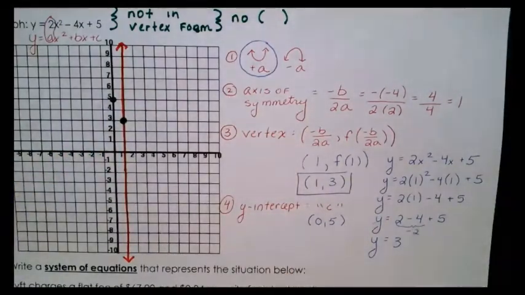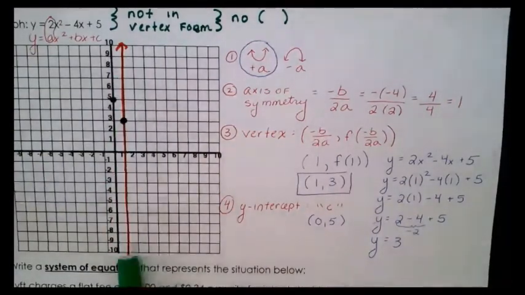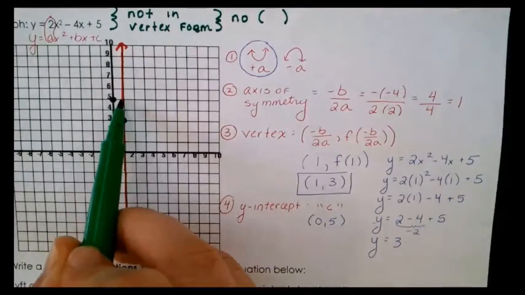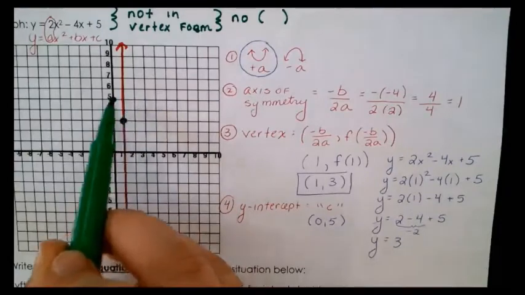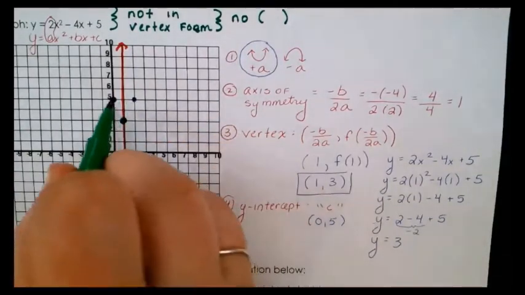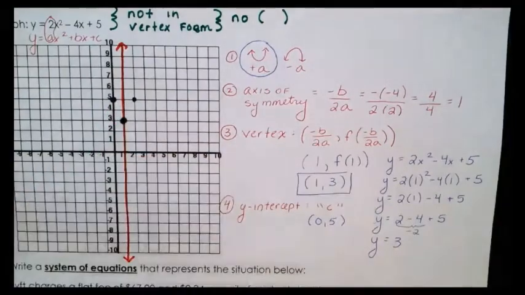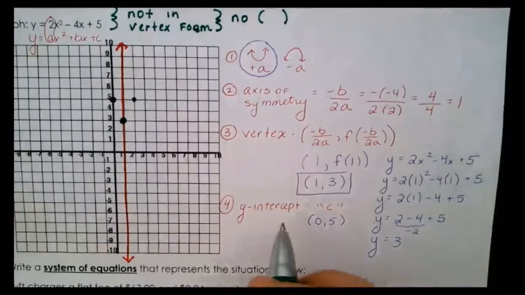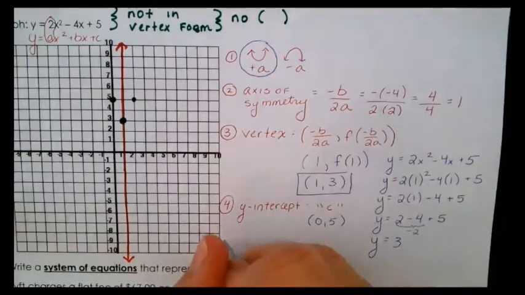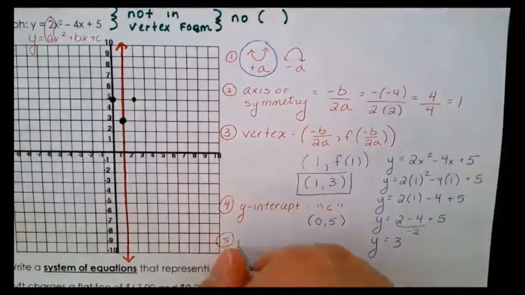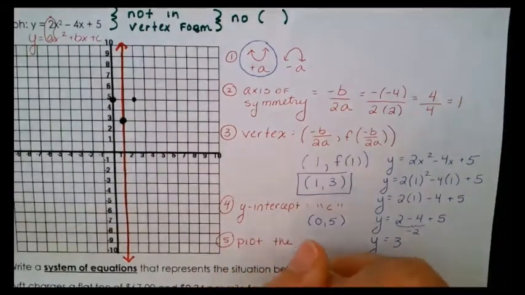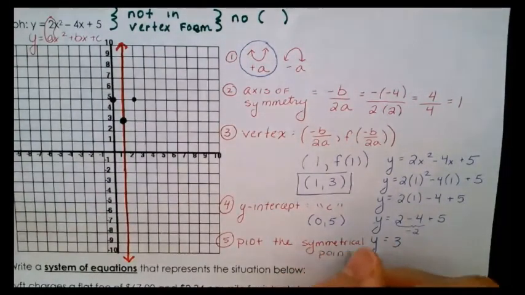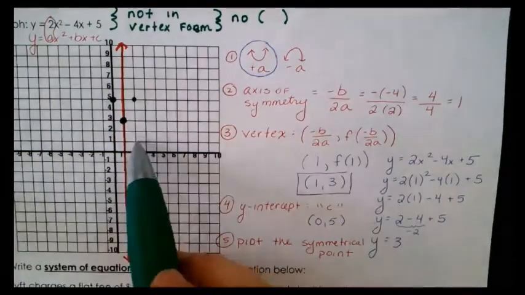Now, the next thing is, since I have this axis of symmetry, not only will I have a point to the left of this line, but I can count 1 box to the right, and then again 1 box on the other side, so it's symmetrical, and also put a point here, so that it's the same amount on both sides. So that's another point that's going to be on our parabola. So step 5 is to figure out the symmetrical point. Plot the symmetrical point, which in our case was at 2, 5.